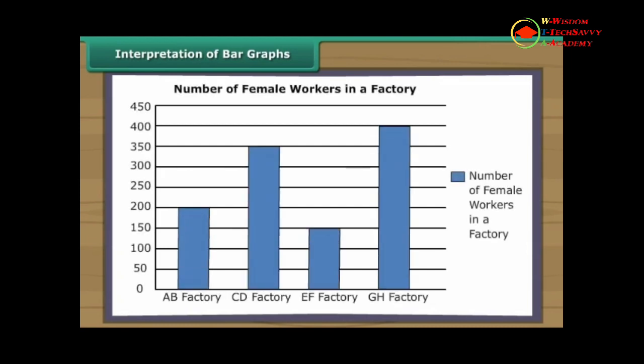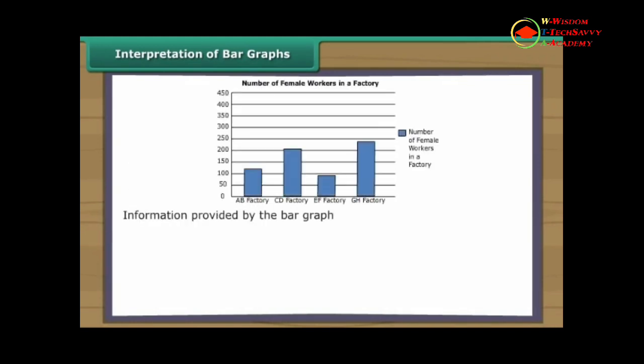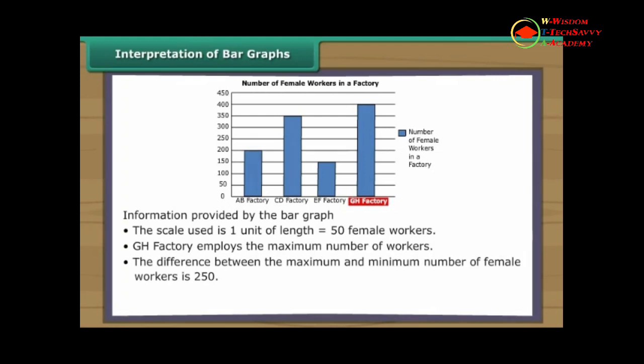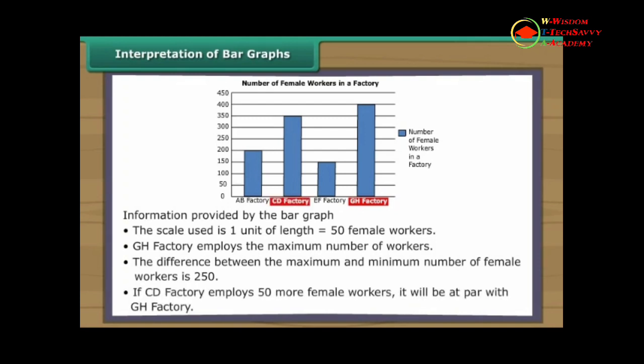Let us interpret one more bar graph. This is a vertical bar graph. It shows details of female workers in a factory. It is clear from the bar graph that the scale used is 1 unit of length is equal to 50 female workers. GH factory employs the maximum number of workers. The difference between the maximum and minimum number of female workers is 250. If CD factory employs 50 more female workers, it will be at par with GH factory.